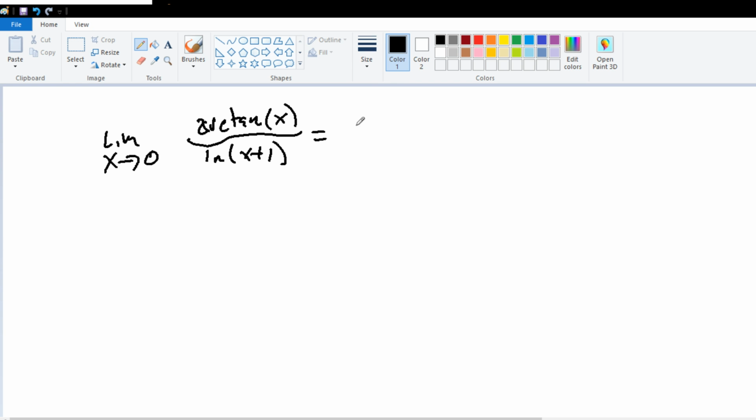So we can take the derivative with the limit as x goes to 0 of derivative of arctangent is 1 over x squared plus 1. Derivative of the natural log is going to be, well, the derivative of the inside here is 1 divided by the function itself, so we get x plus 1 in the numerator. And when we plug in 0, we now get 1 over 1, which is 1, and that'll be our limit. Okay.